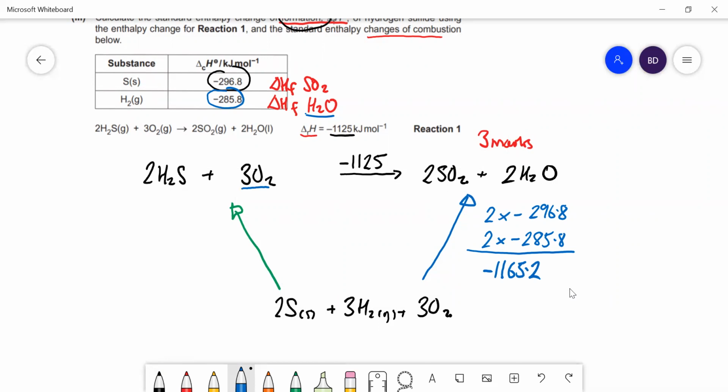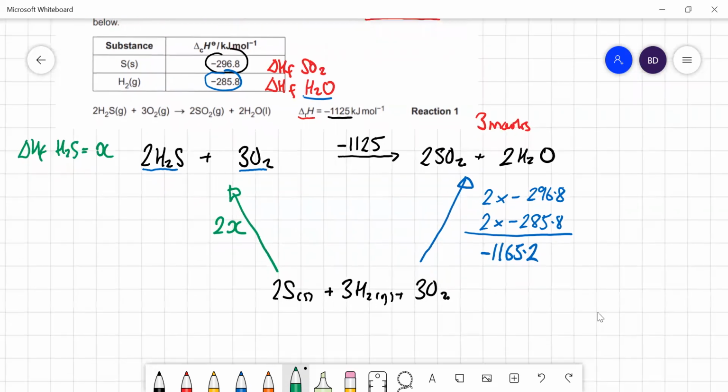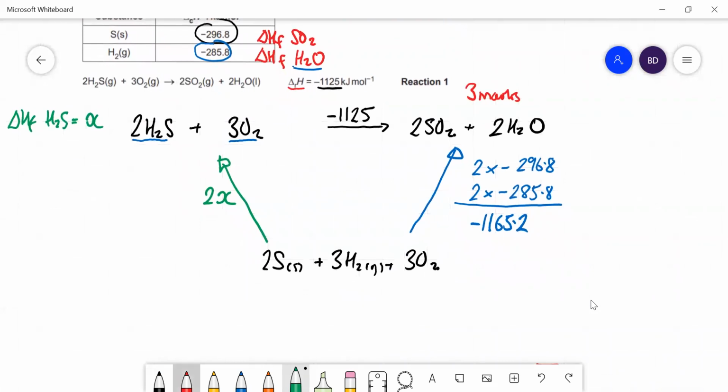So all we've got to do here is we're forming 2 moles of H2S. So I'm going to call delta HF for H2S equal to X. So that's going to be 2X on that one there. Now we need to do our Hess's law thing. So we've got this number here, minus 1125. Now we're going against the arrow there, so we change the sign. So that's going to become minus 2x.